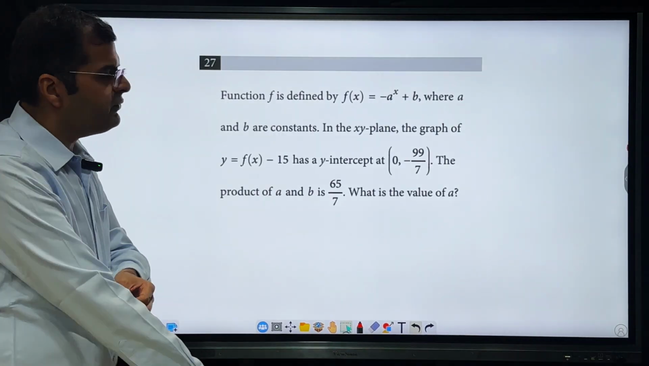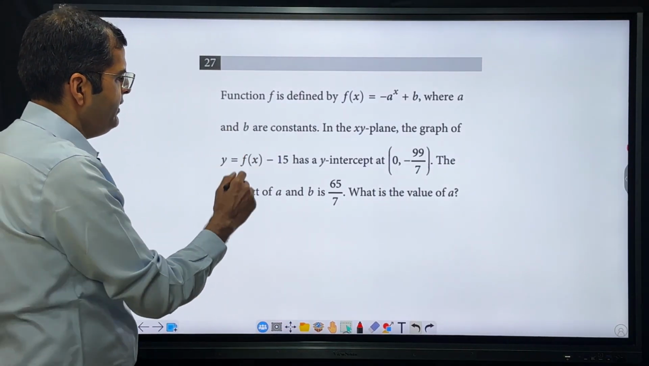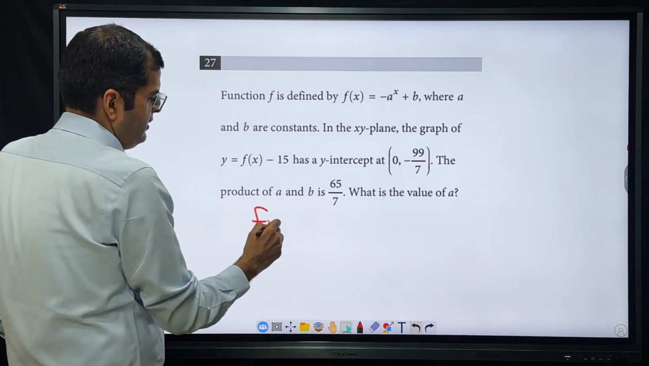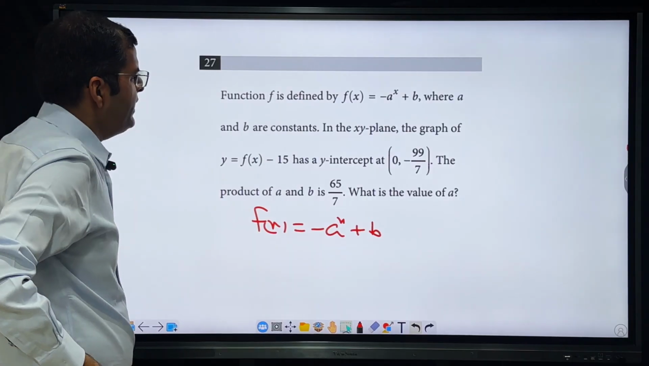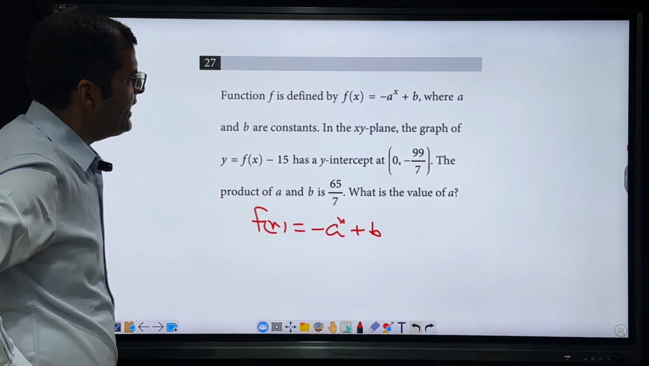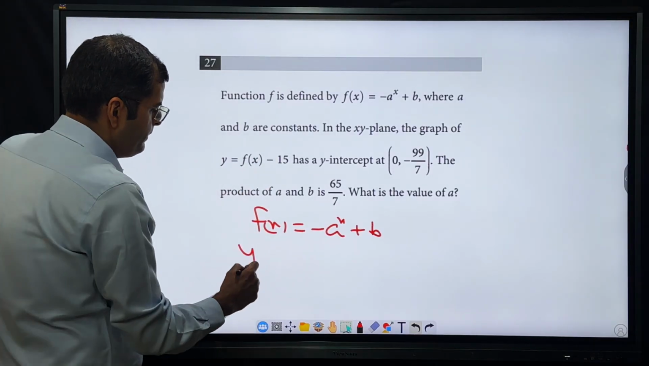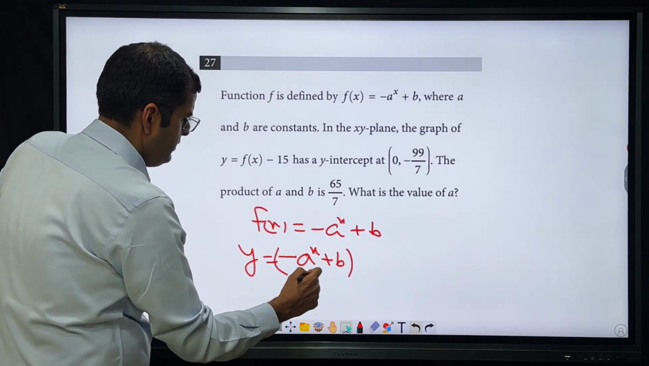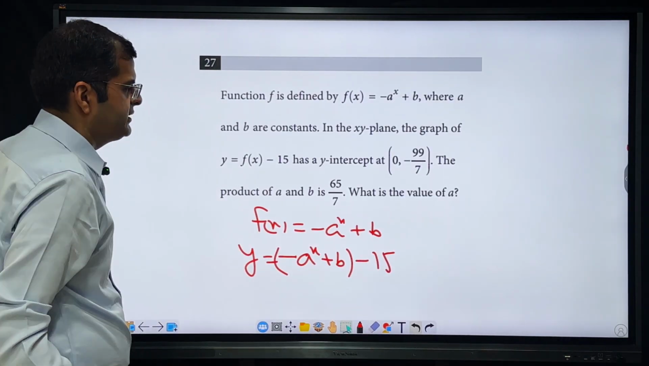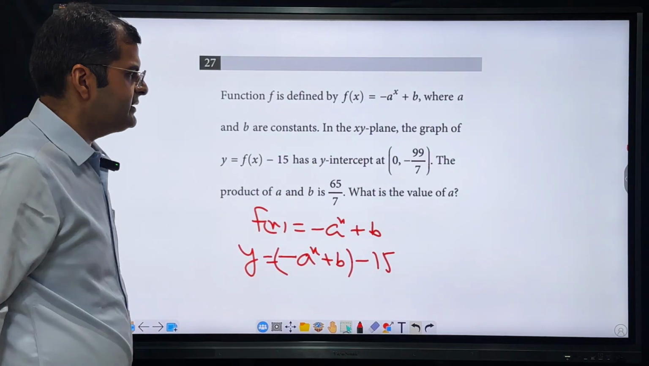Now we'll do the final question of this set. It says function f is defined by f of x is equal to minus a raised to x plus b, where a and b are constants. In the xy plane, the graph of y equal to f of x minus 15. So it will be y equal to minus a raised to x plus b minus 15. Graph of this has y intercept at x equal to 0 and y is minus 99 by 7.